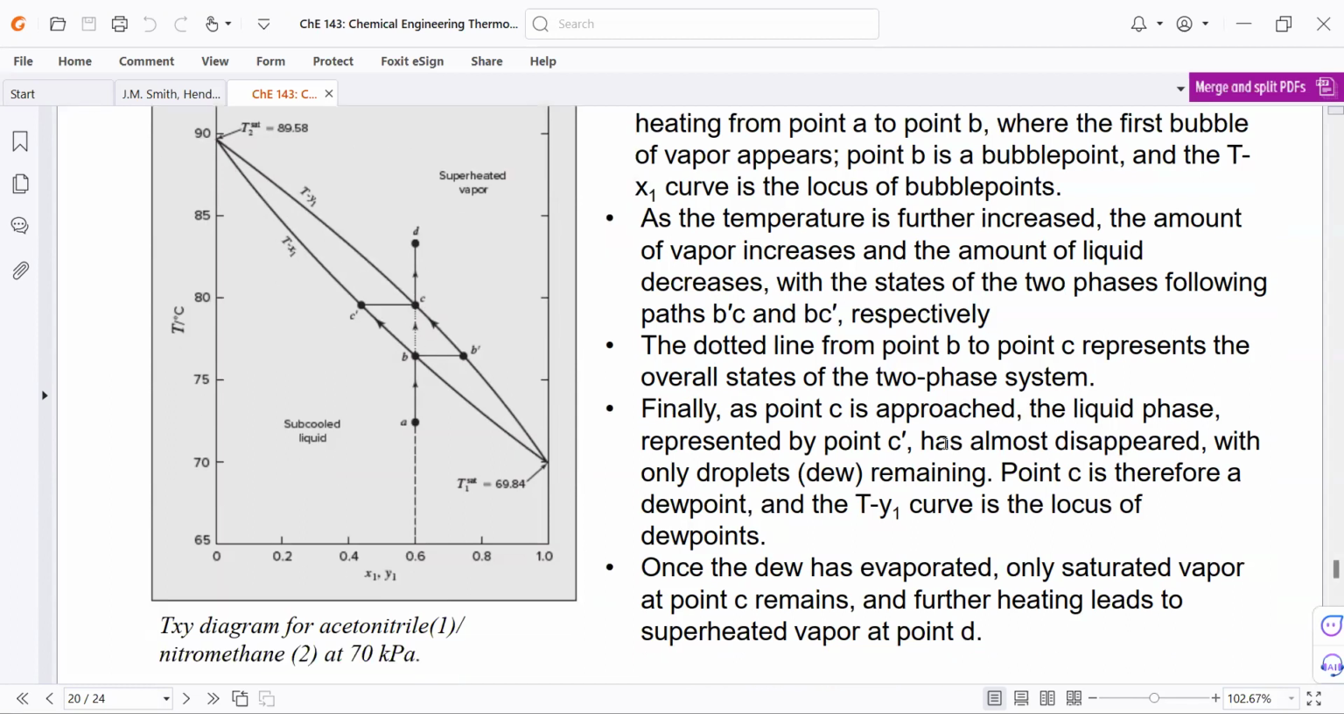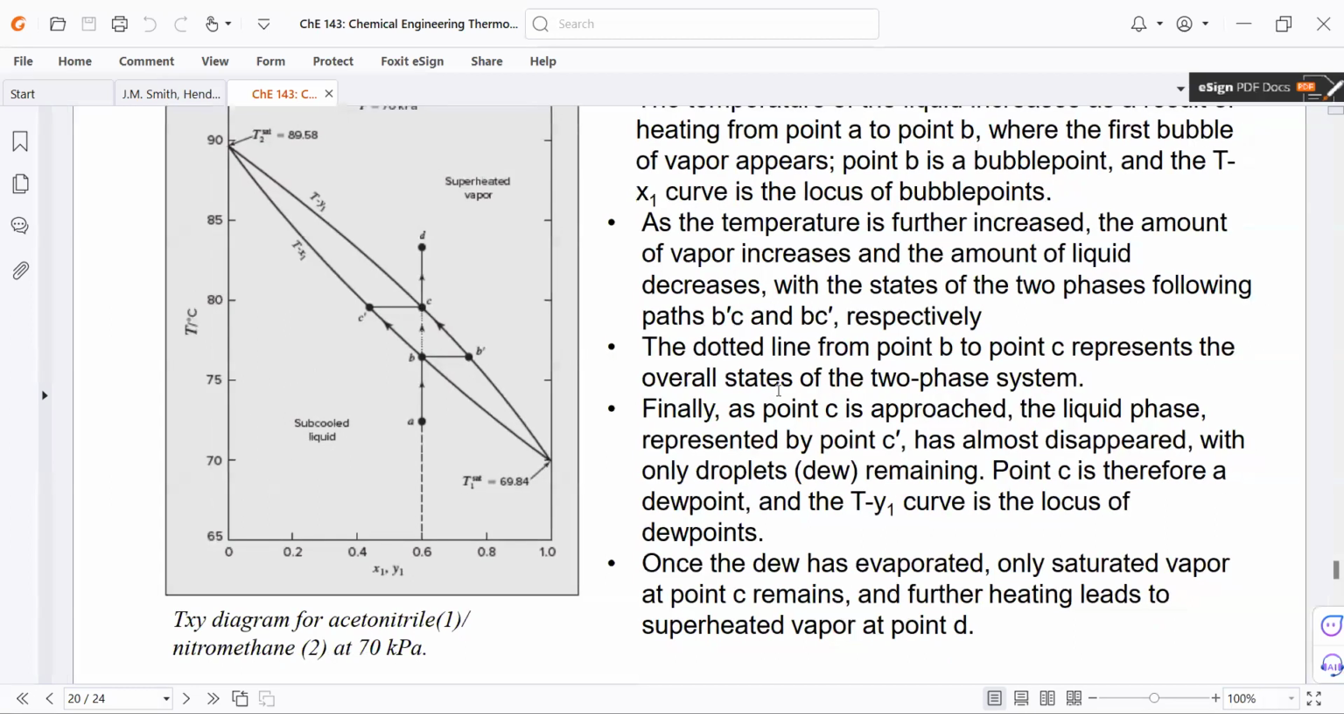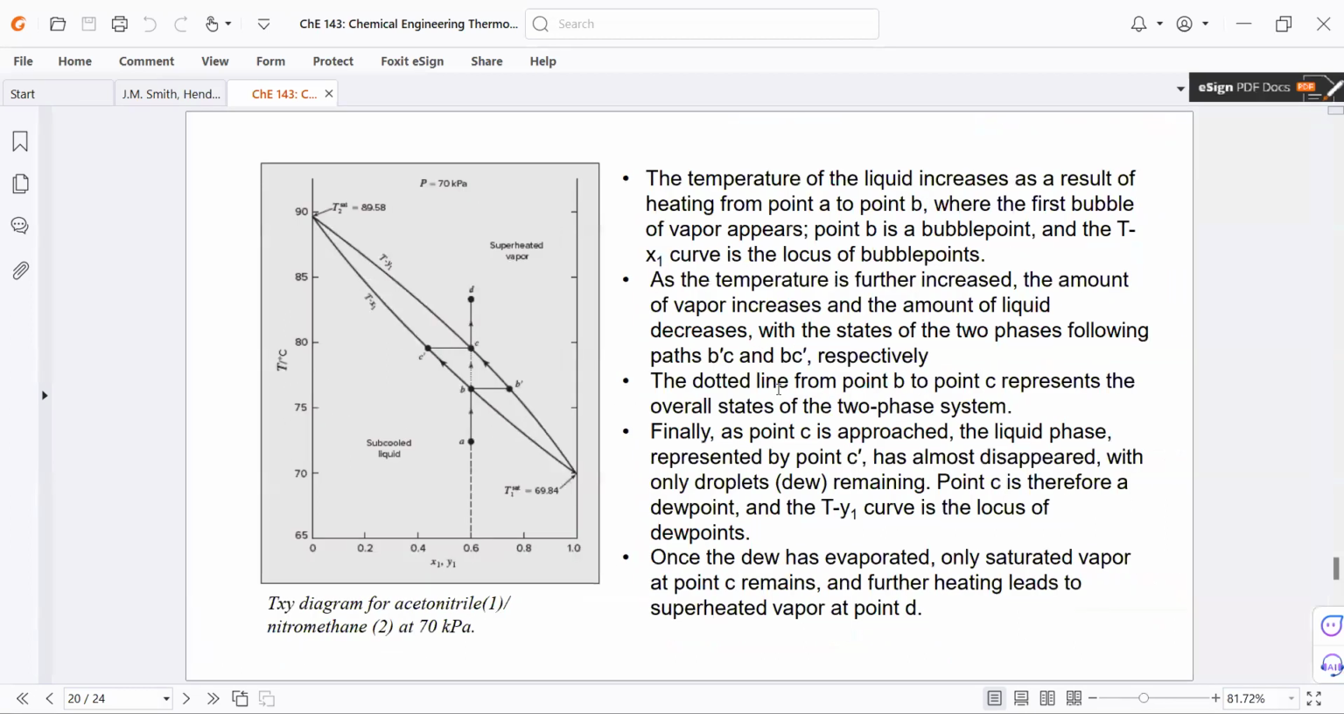And once the last droplet has evaporated and only saturated vapor remains, from point C to D, we only have superheated vapor. Okay? So that is how we trace the evaporation on a TXY temperature XY diagram.